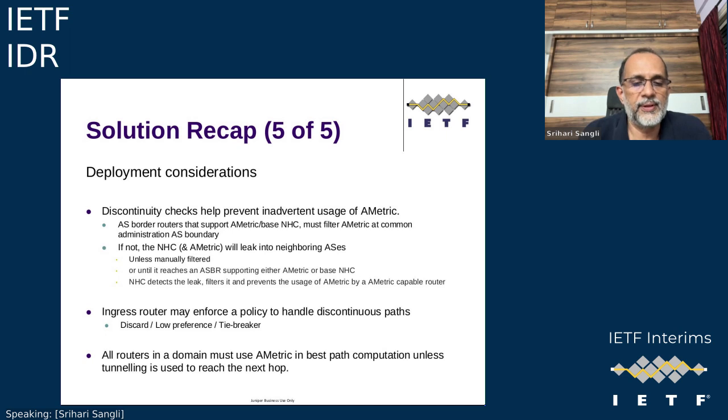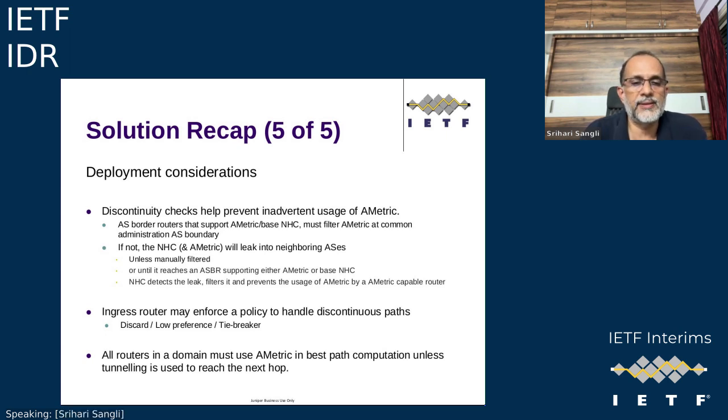And then if the ingress router, in the general case, finds a path carrying the NHC with the generic metric information with the discontinuity bit set, meaning some router along the path does not understand and has not accumulated the metric correctly, the operator can provide preferences through policy, like either discard the path, or give it a low preference, or use it for the tiebreaker, as the operator wishes.